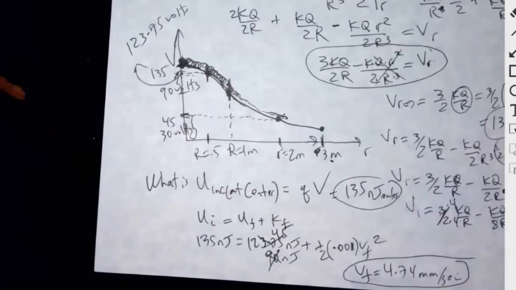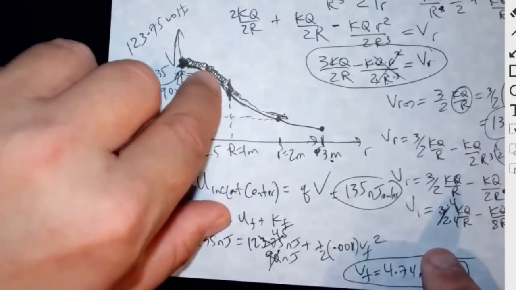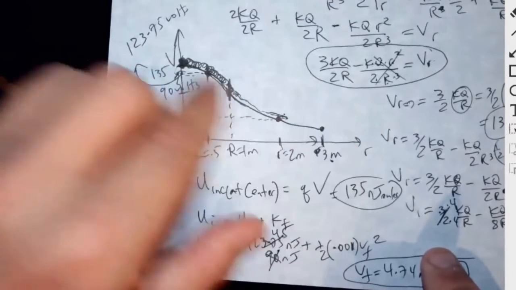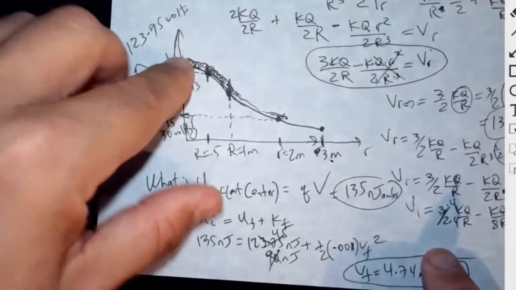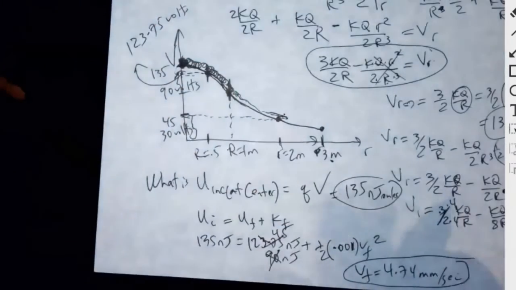So depending on where you're trying to find the speed, of course. That's why I like this graph. It shows you what's going to happen to that charge. I was going to say almost like a ball, but it's not really a ball on the track, but it behaves like a ball on the track.